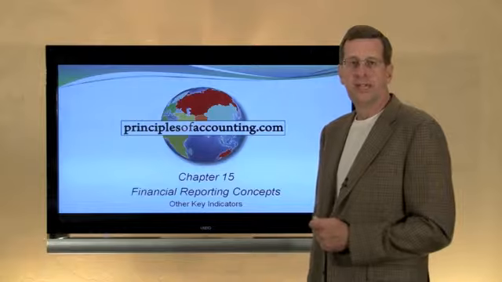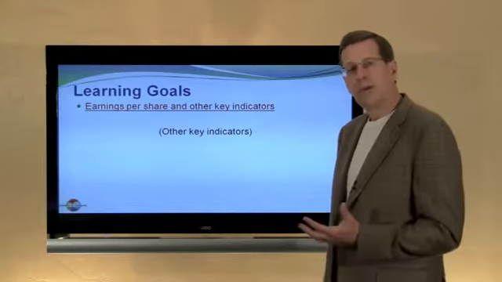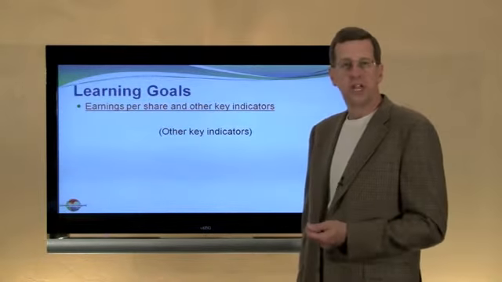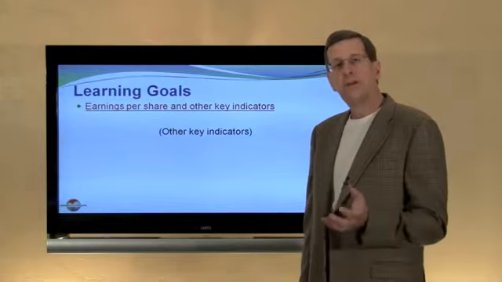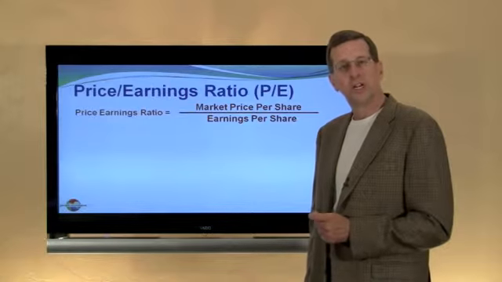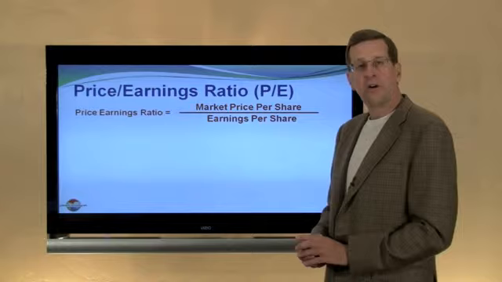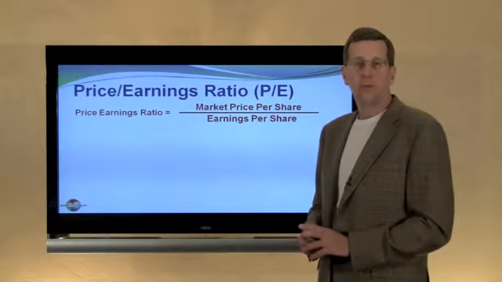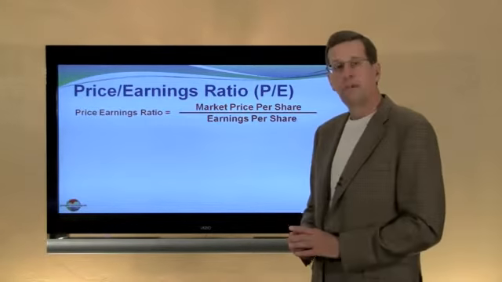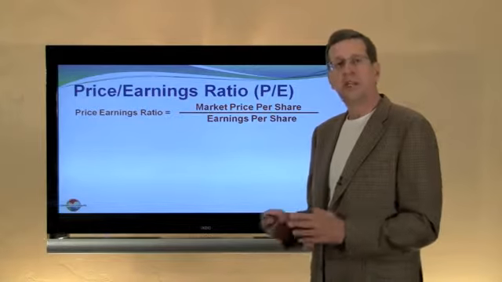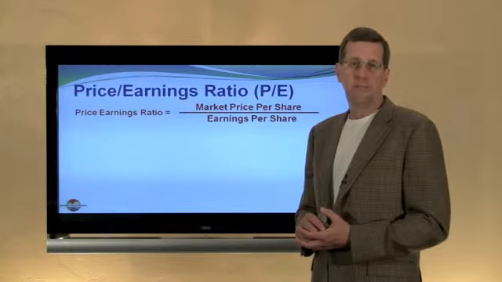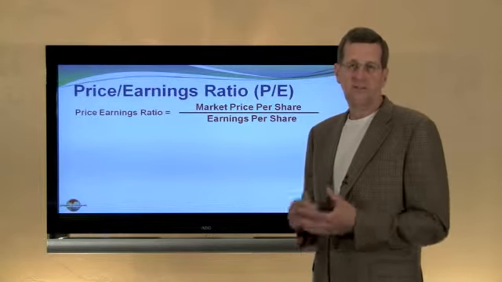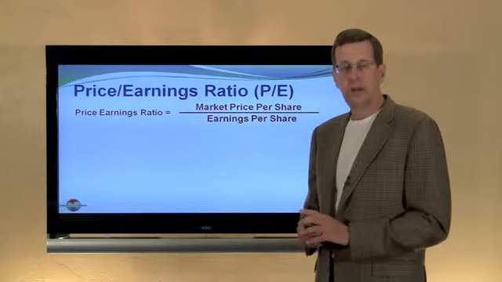This is principlesofaccounting.com, Chapter 15. In this module, we will continue with our discussion of earnings per share and other key indicators. The previous module looked specifically at earnings per share. Now we're going to see how earnings per share can be used in other performance indicators, beginning with the price-earnings ratio, which is simply the market price of a company's stock per share divided by the earnings per share.